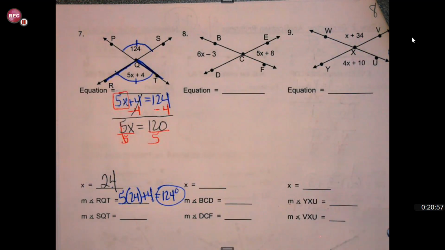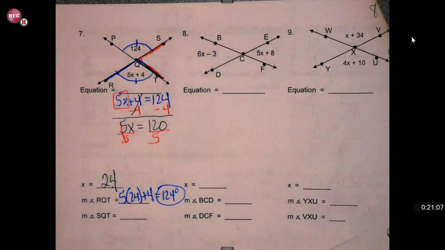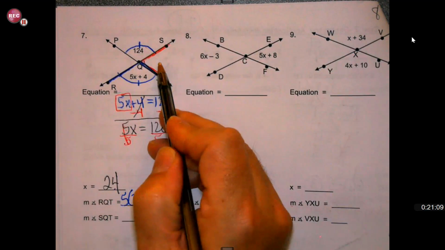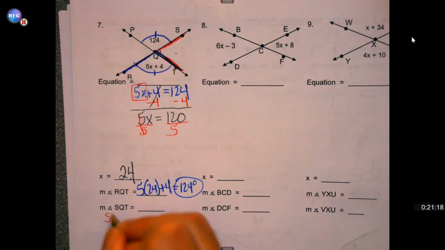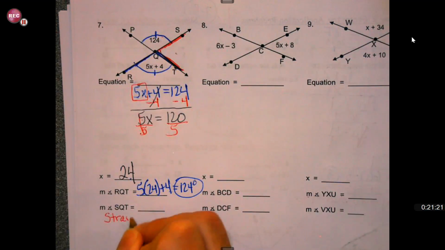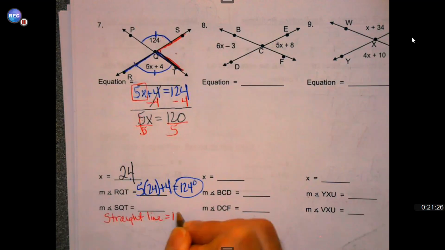But then the twist comes in that we might not have been prepared for, but we're going to be now. SQT. You're like, well, what am I supposed to do there? There's like nothing to plug in. No. Here's where I've got to remember something. When you have angles that make a straight line, that equals 180 degrees. You're like, okay, so what does that mean?